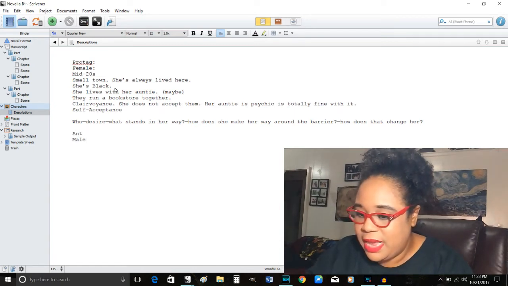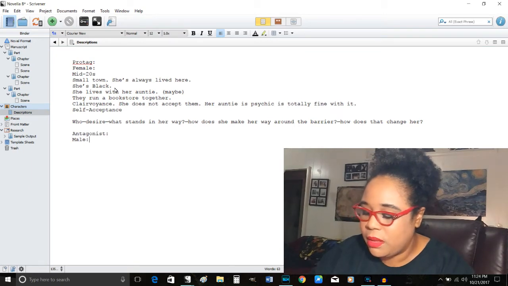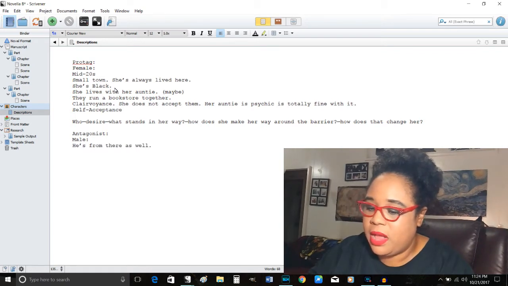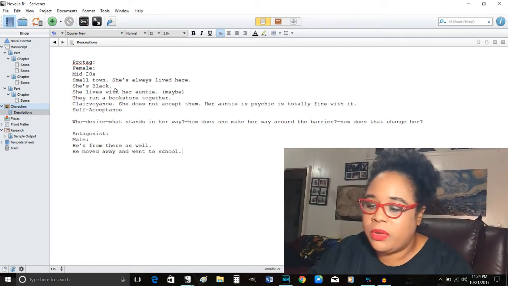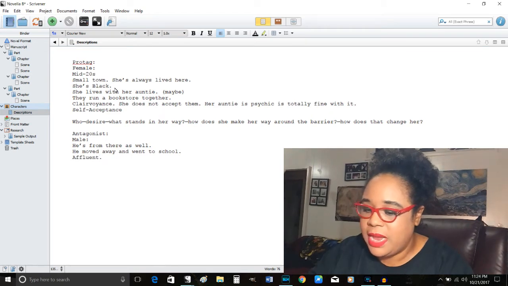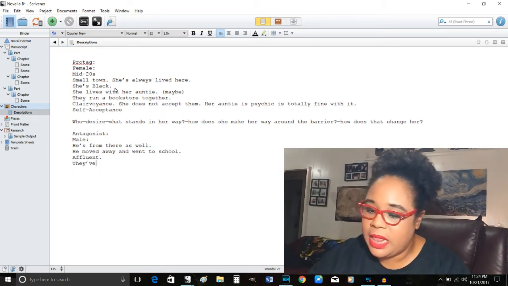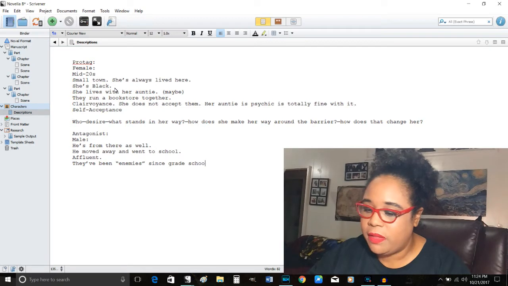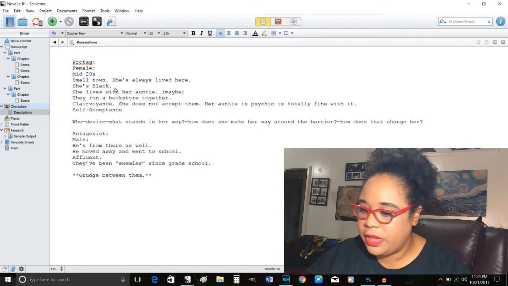Then we have the antagonist. And the antagonist is male. He's from there as well. He moved away and went to school. He has an affluent background. And they've been enemies since grade school. There's some type of grudge between them. And that grudge is somehow going to come into play during this novella.